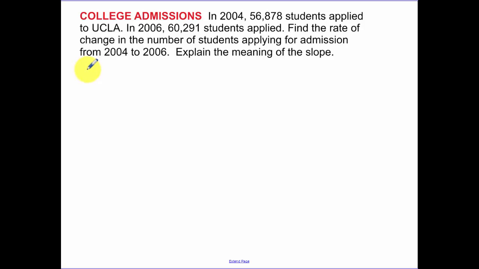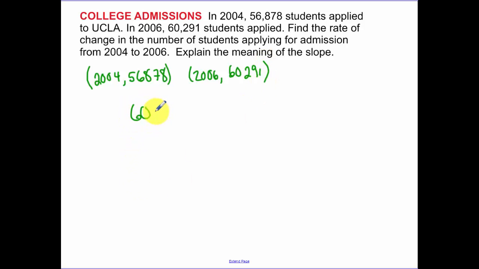So what you really have there is 2 points. You have the year 2004, and then the number of students that applied. And then we have 2006, and the number of students that applied. So you take your y coordinates and subtract them. And then you take the x coordinates. Since I started with the 60,000, you put 2006 first.